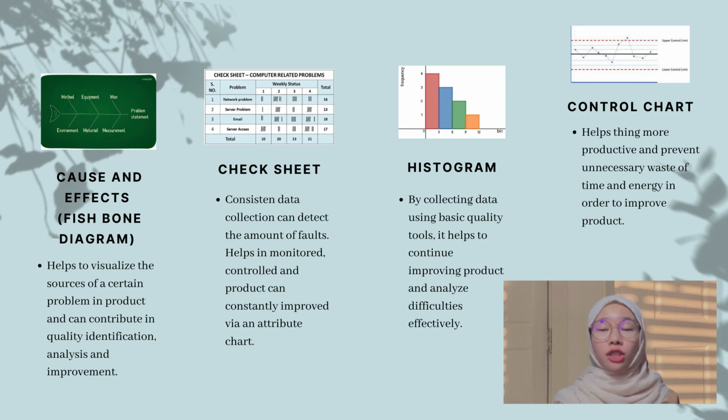Thirdly, control chart. A control chart is a diagram used to examine how a process evolves over time. This tool helps process owners to move away from the poor behavior of only taking action based on the newest data. Simply said, a control chart will help make things more productive and prevent unnecessary waste of time in order to improve product quality. Last but not least, we choose histogram.